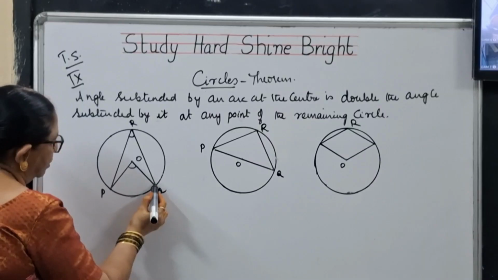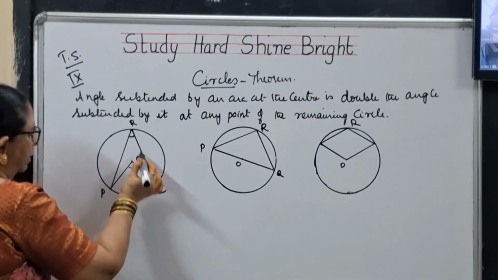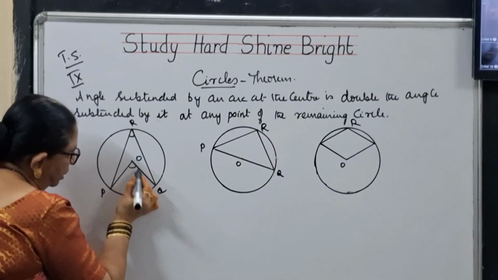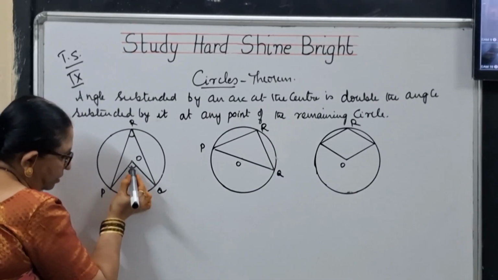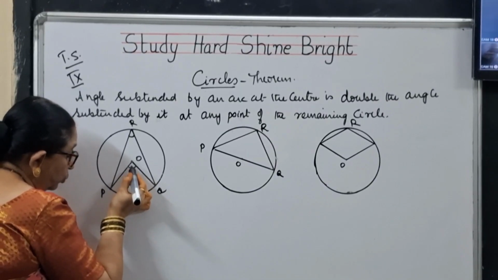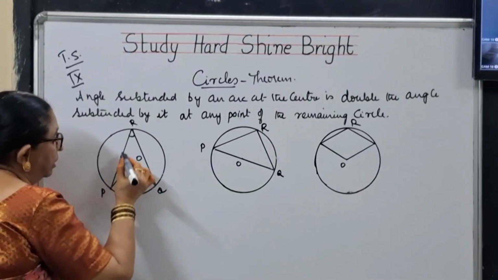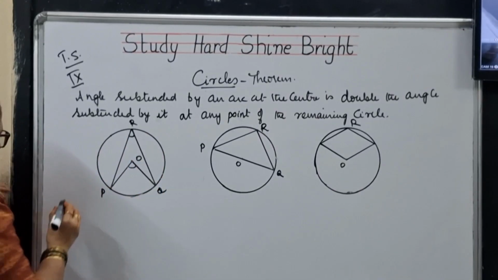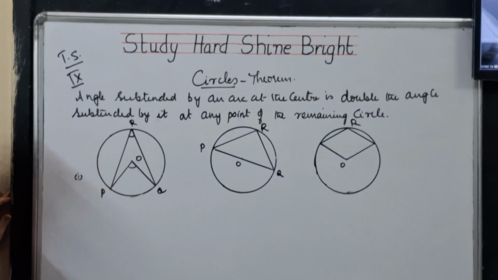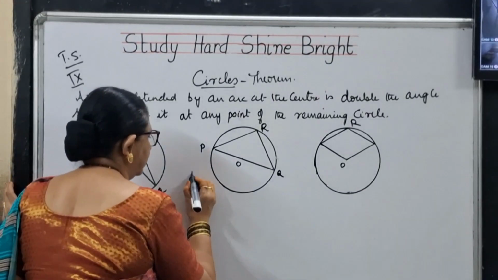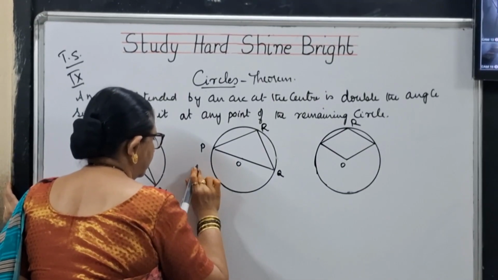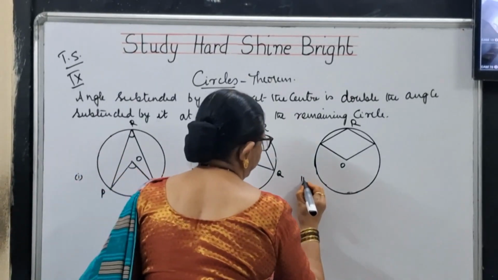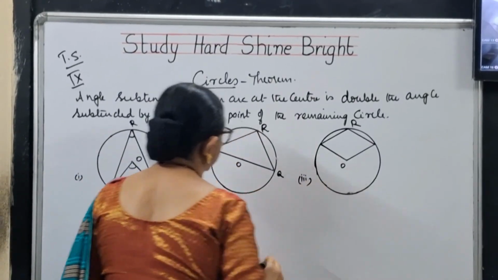The same arc is subtending another angle on the other part of the circle. So, the angle subtended by an arc at the center is 2 times the angle subtended by the same arc on any part of the circle. So, in your textbook, this is given by 3 figures to indicate the different arcs.